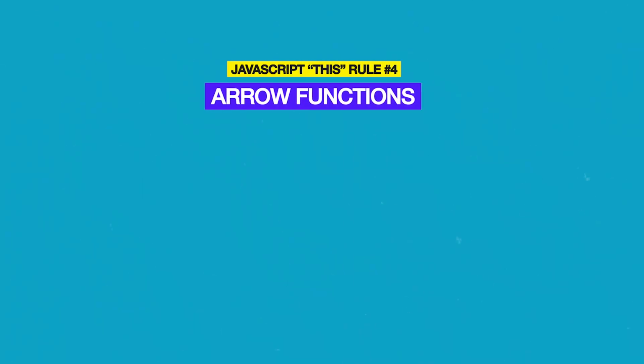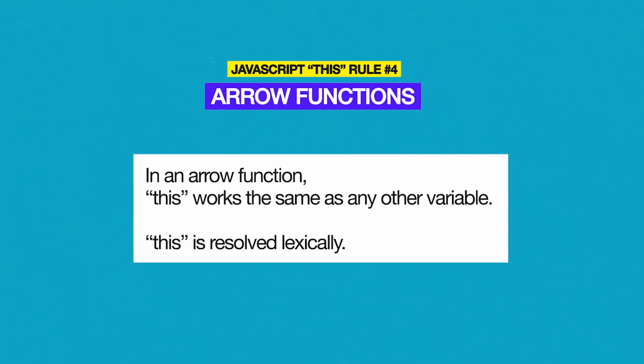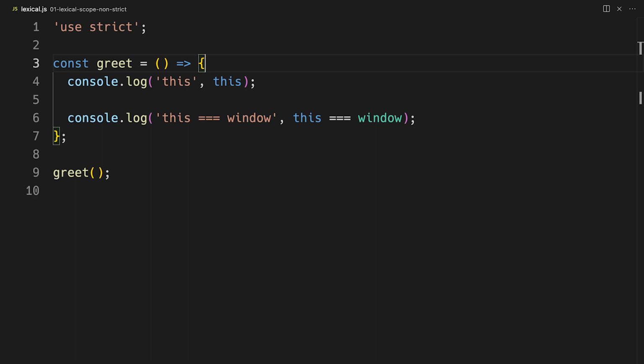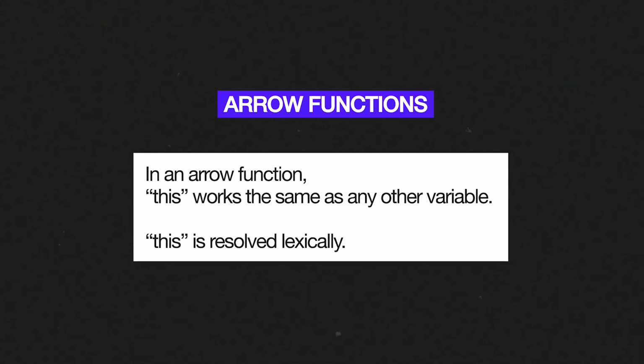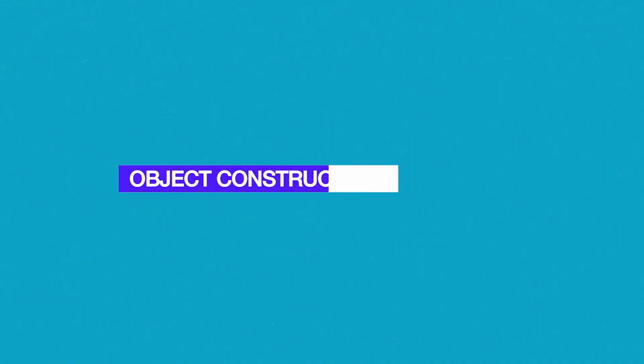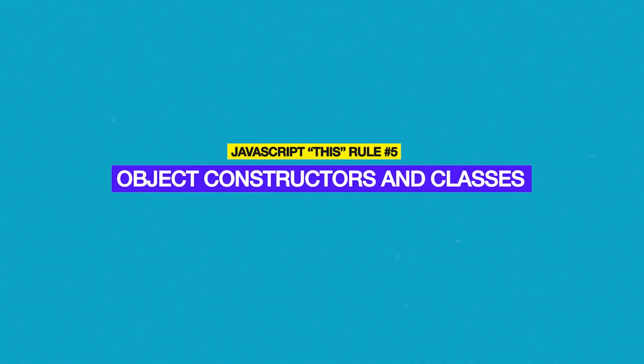The fourth rule is the arrow function rule, which states, in an arrow function, this works the same as any other variable. This is resolved lexically. In this greet arrow function, this is equal to the window object because this is lexically resolved by going up the scope chain, and the parent scope of the greet arrow function is the global scope. So to summarize, the this keyword does not exist in an arrow function. In an arrow function, JavaScript treats this just like it does any other variable. It resolves it lexically.